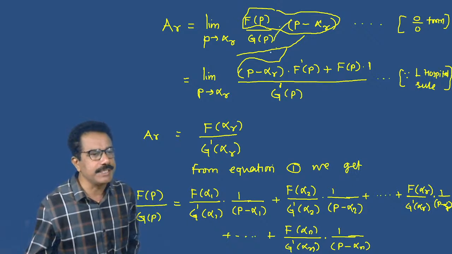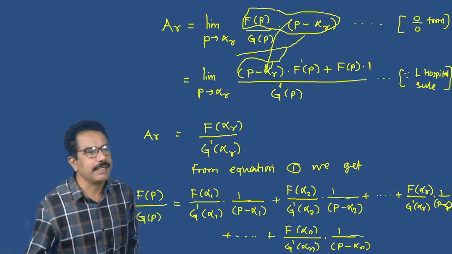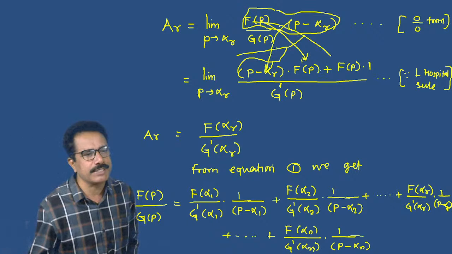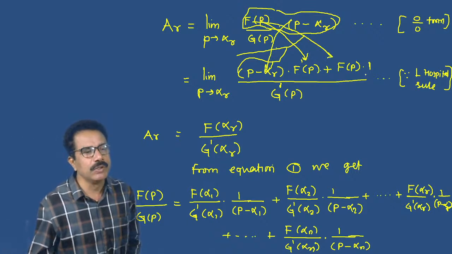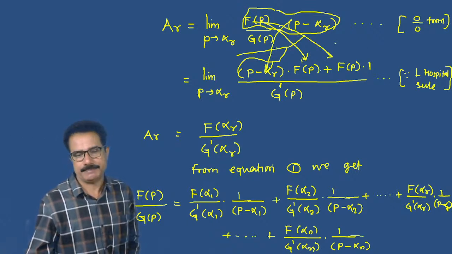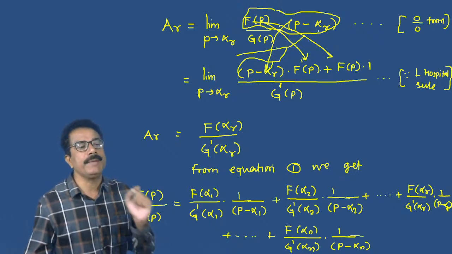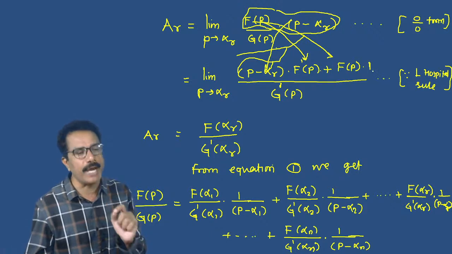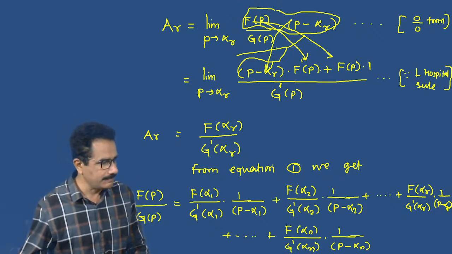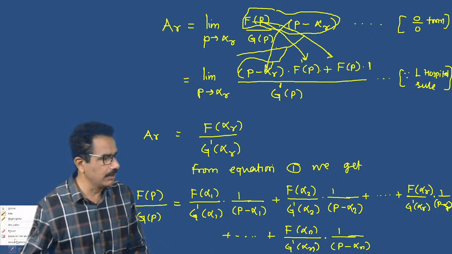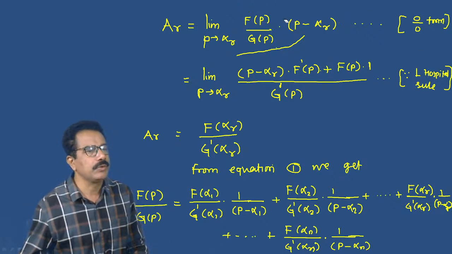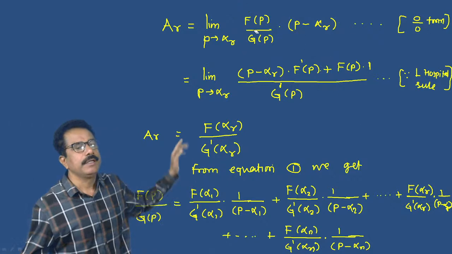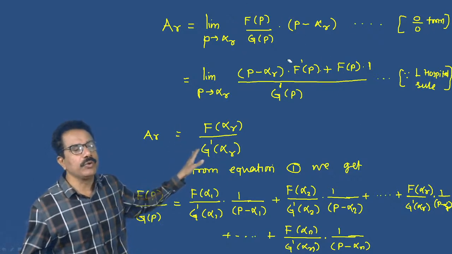So second is p minus alpha into derivative of first, capital F dash of p, plus again first is capital F of p into derivative of second. Derivative of second, p minus alpha, is 1. So this is the L'Hospital rule we have to use here. So this is the derivative of the numerator.